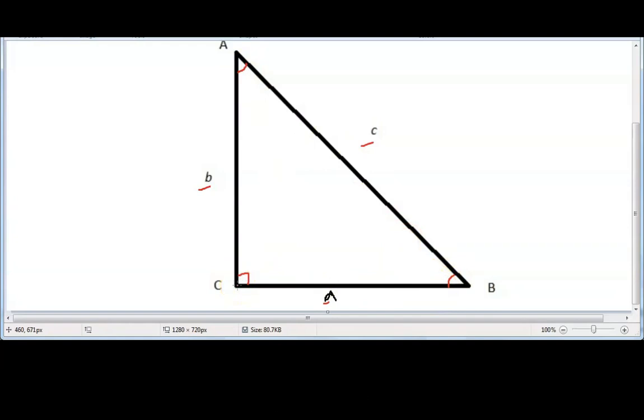If this is a triangle, then the distance between this height and this height is angle A. The distance between this height and this base is angle B. Also, the distance between this length and this base on this side is angle C.